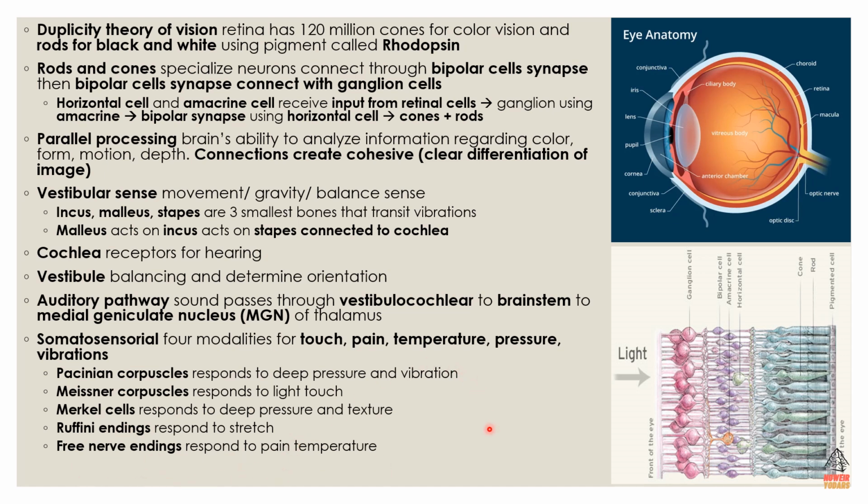So, deep pressure goes to Pacinian and Merkel. Vibration is also Pacinian. Light touch is Meissner. Ruffini endings are for stretch. Free nerve endings are for pain and temperature.